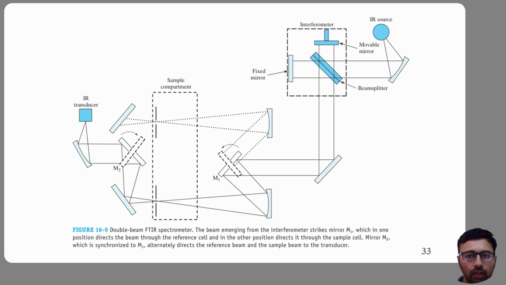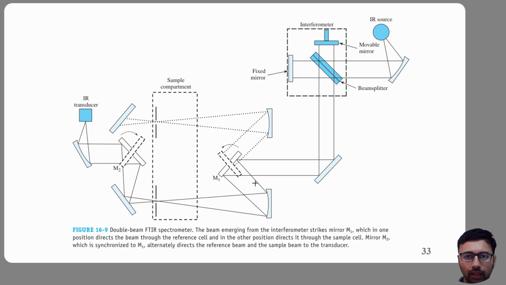Now, let us compare this design with another important configuration, that is, the double beam FTIR spectrometer. At first glance, the system appears similar, but now observe the additional mirrors labeled M1 and M2. These mirrors create alternating optical pathways. How does the double beam system work?